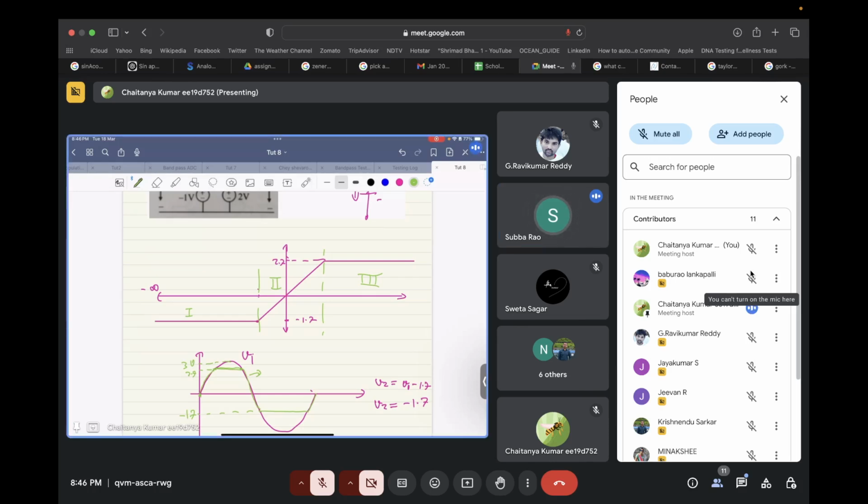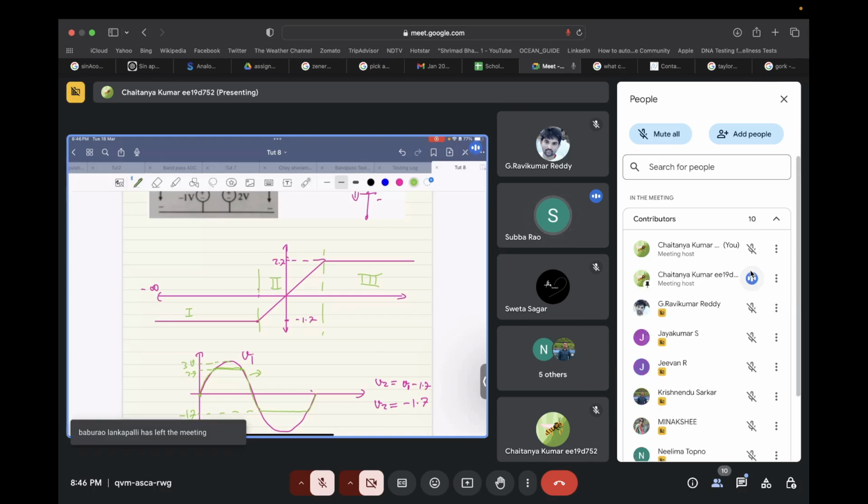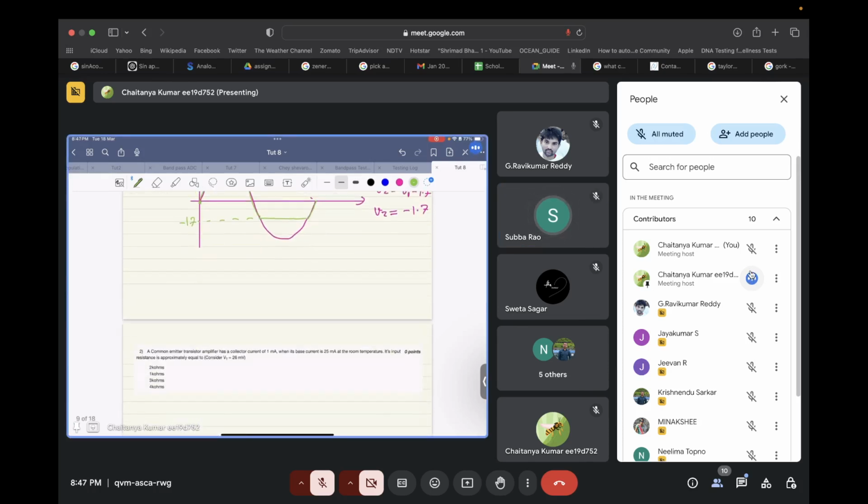Is that clear? Yes, sir. Okay, now the same thing will happen on the other side also. So the output will be clipped on the positive side at 2.7 volt and on the negative side at minus 1.7 volt. Yes, sir. Got it. Okay, so let's move on to the next question.